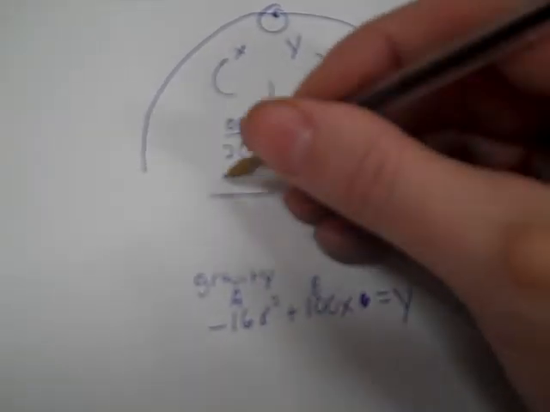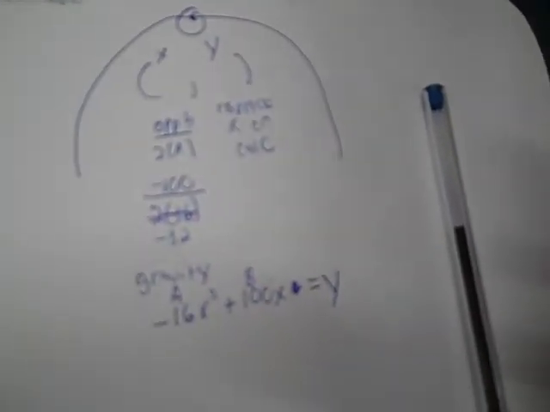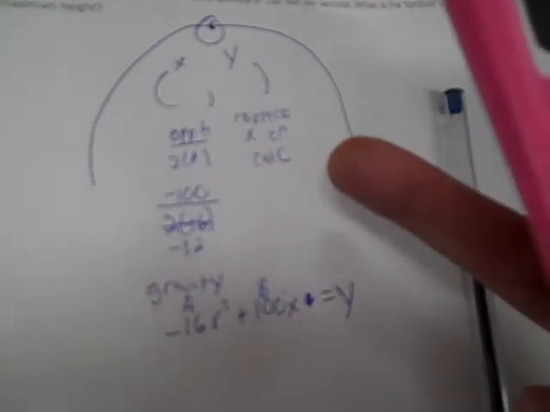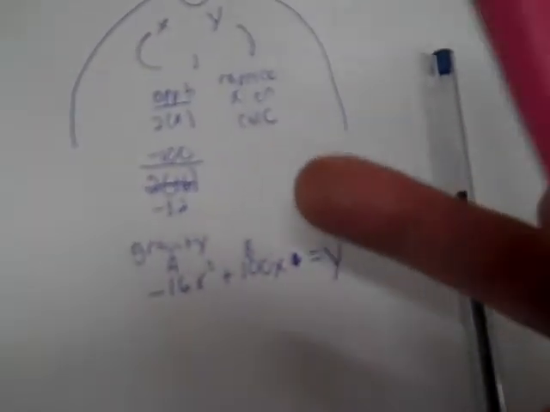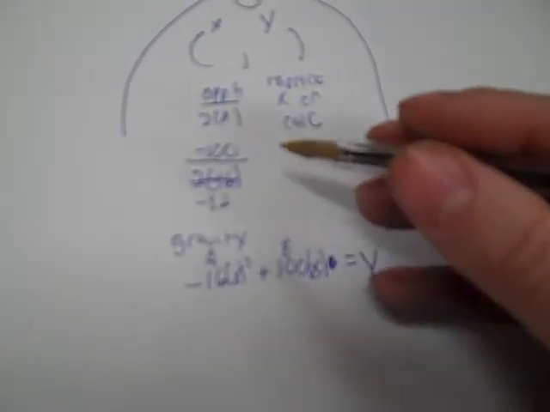Okay, so the opposite of my b, plus 100, is negative 100, and then I will again be taking 2 times a, which is negative 16. Okay, the product of 2 and negative 16 is negative 32, and then I divide. So I take negative 100, divided by negative 32, which is going to be 3.125.